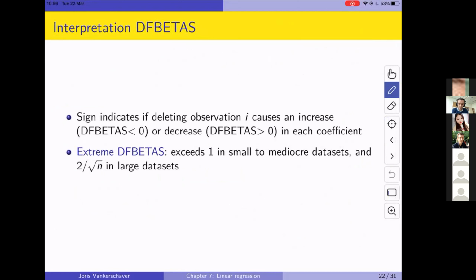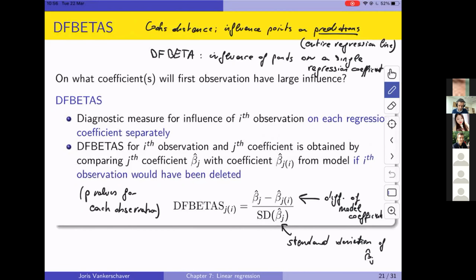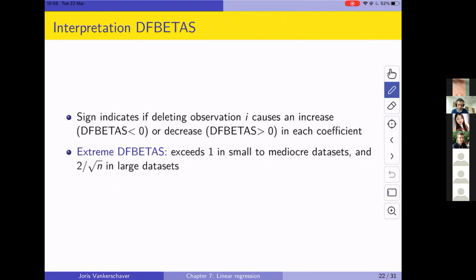There's something more that the df betas give us that Cook's distance does not give us. Cook's distance was a sum of squares, so it's always positive or zero, but the df betas can be negative or positive. And negative means if we delete observation i, we increase coefficient beta. So you can see this: if the numerator here is negative, then beta j is less than beta j(i). So if we remove observation i, we increase beta, like we summarize here.